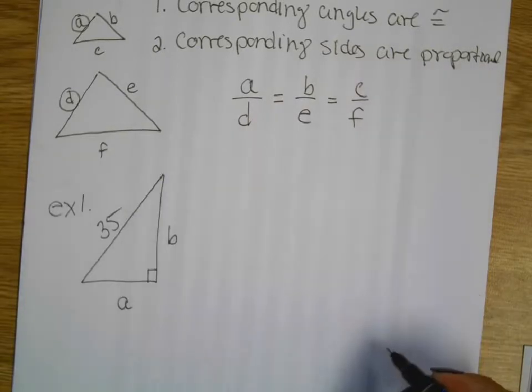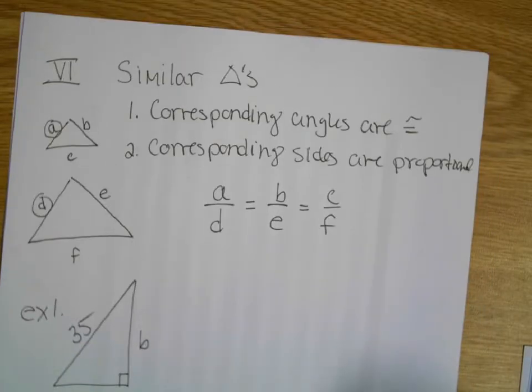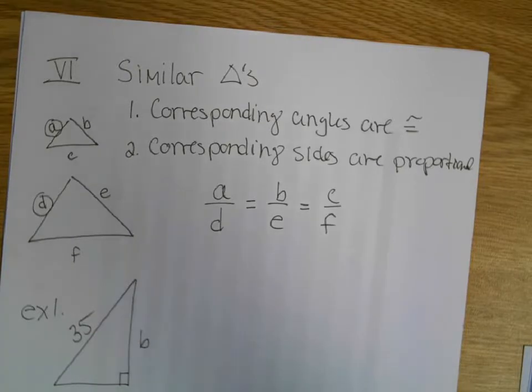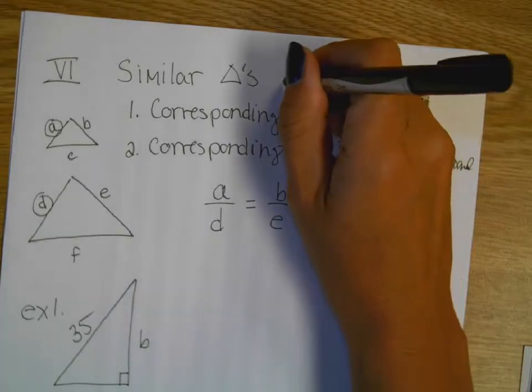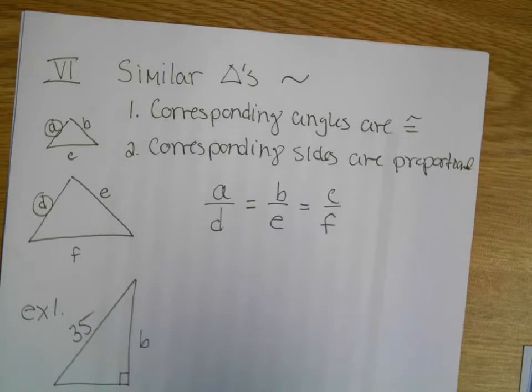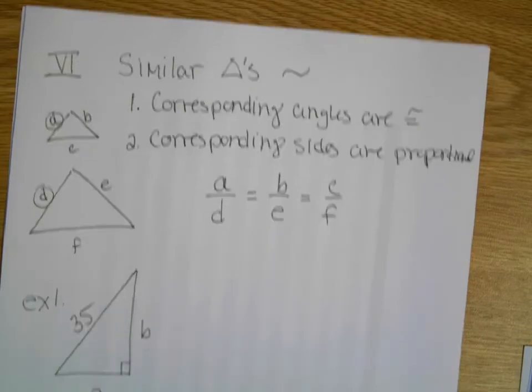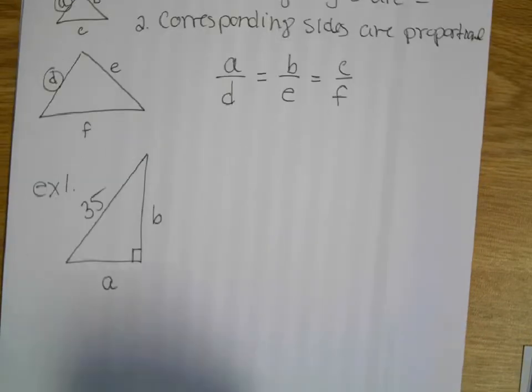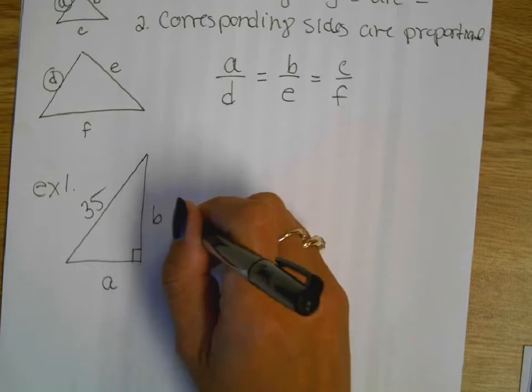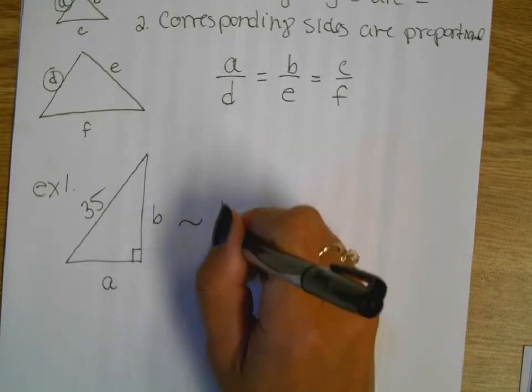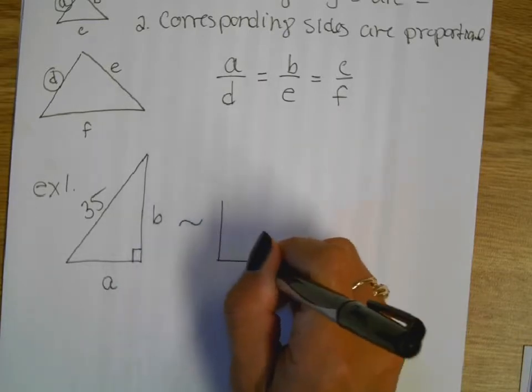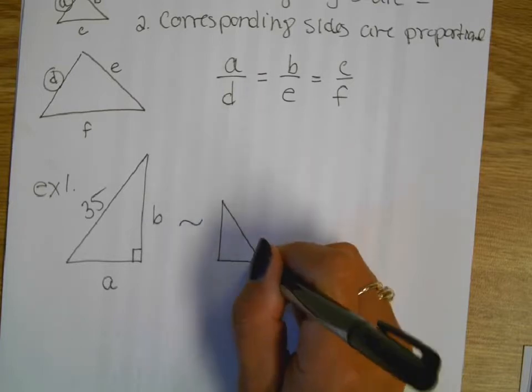Oh, do you remember the symbol for similar? Forgot to write it down. Yep. One line. Just a squiggle is all it is, just that by itself. Similar. Okay, so this right triangle is going to be similar to this right triangle.